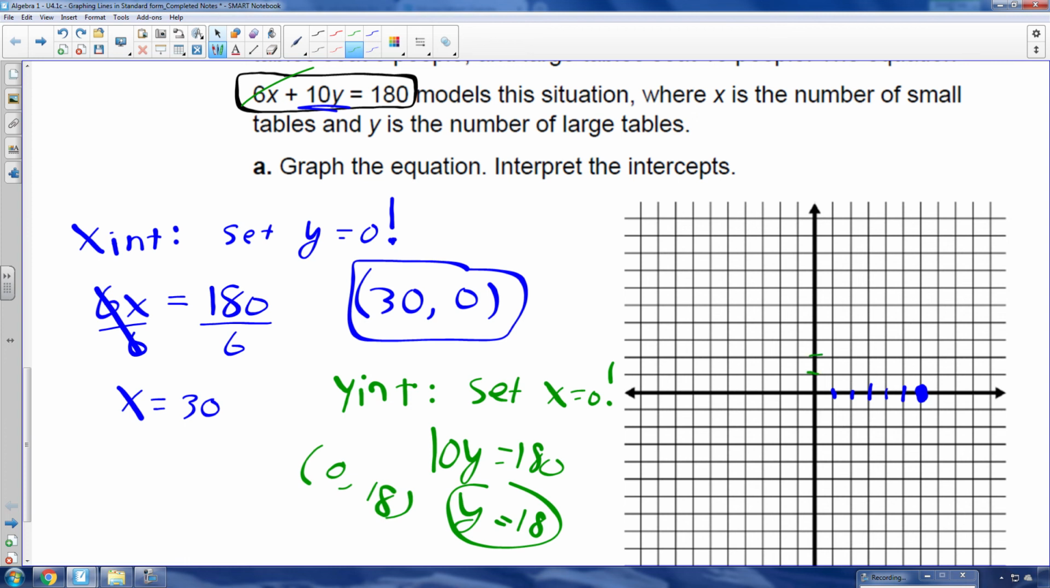5, 10, 15, 18, right about here-ish, okay? Not perfect, but this is this point right here. So the green box is the green point, and the blue box is the blue point, and now we can graph a line through them. Pretty straightforward, not a big deal.